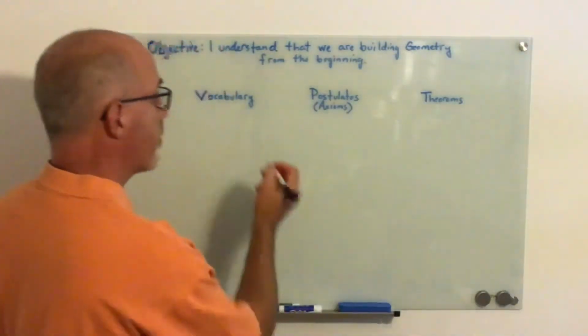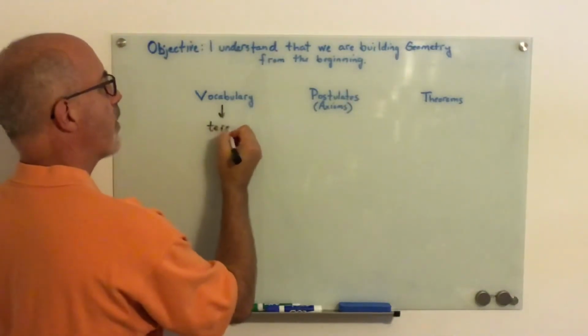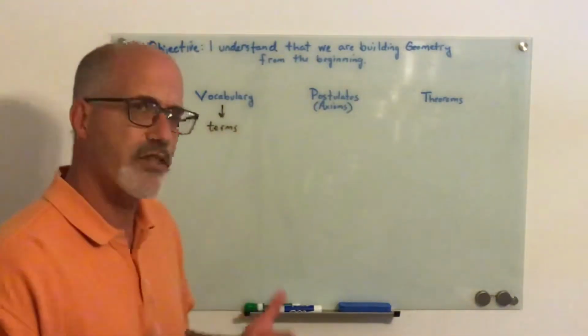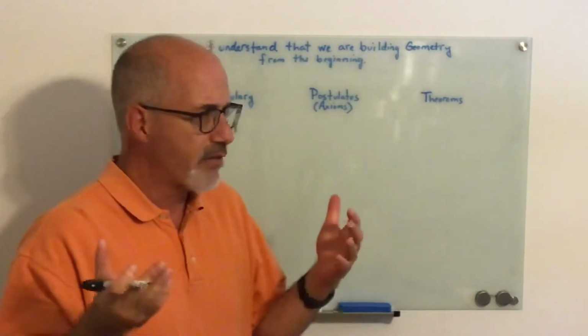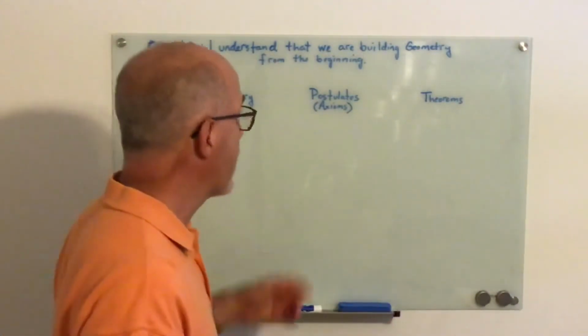Now, you're very familiar with vocabulary. That's the terminology, or sometimes thought of as just the words that we use in geometry, like for instance, points and lines and triangles, those sorts of things.